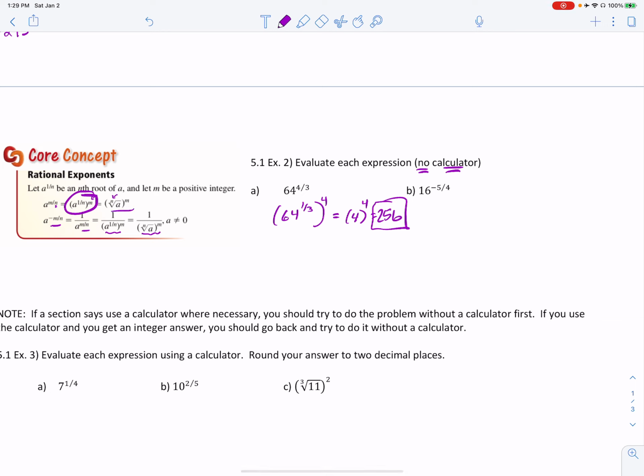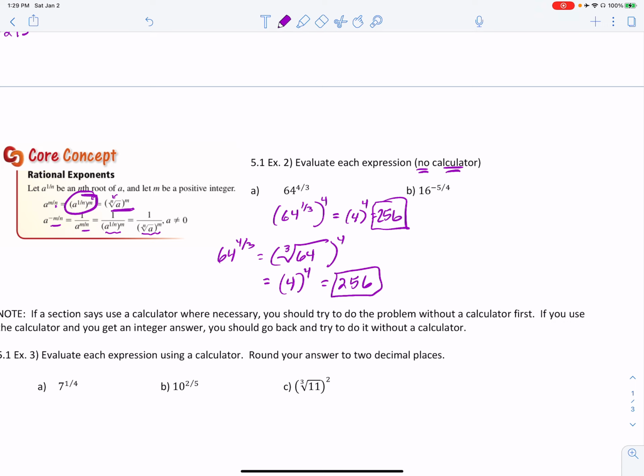However, if I want to use this other format, I can change 64 to the 4/3, and I can think of it as the denominator is the index on the radical to the 4th power, which once again, the cube root of 64 is 4, raised to the 4th is 256. So there's a couple of ways that you can think about that, and you should be flexible and be able to think of both of those.